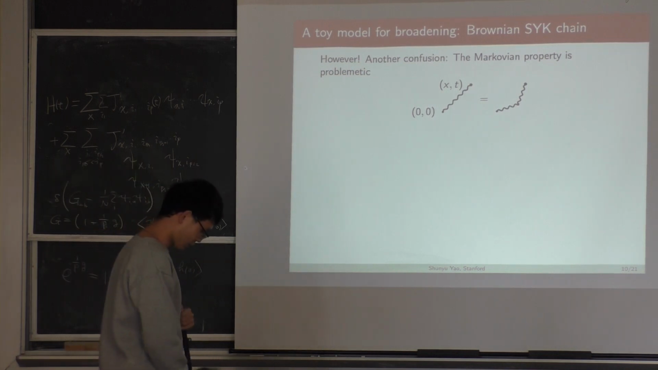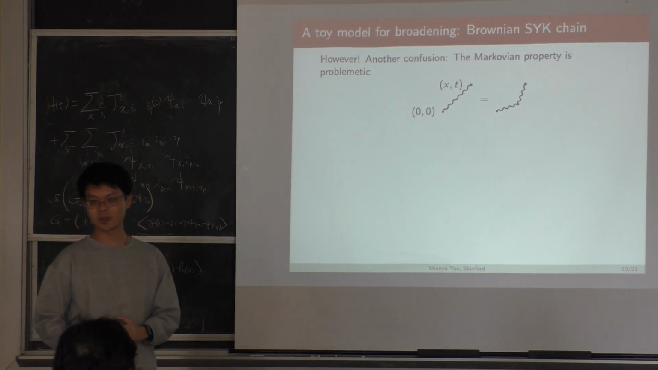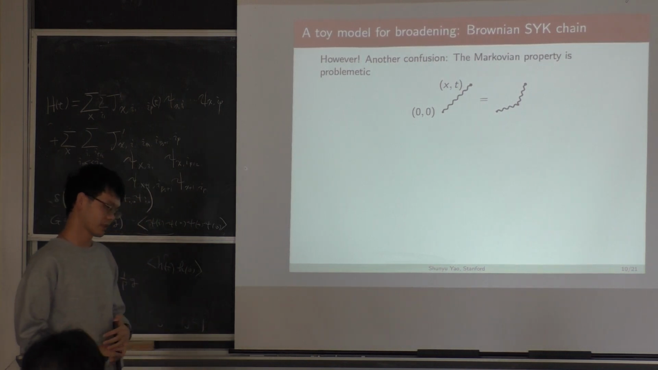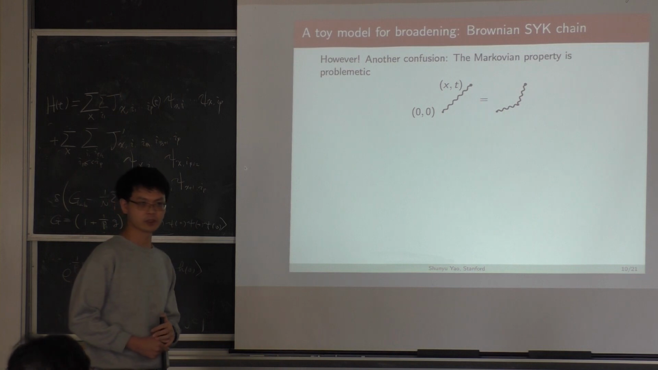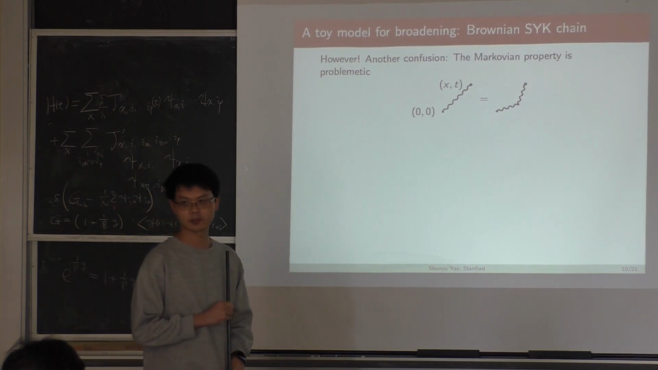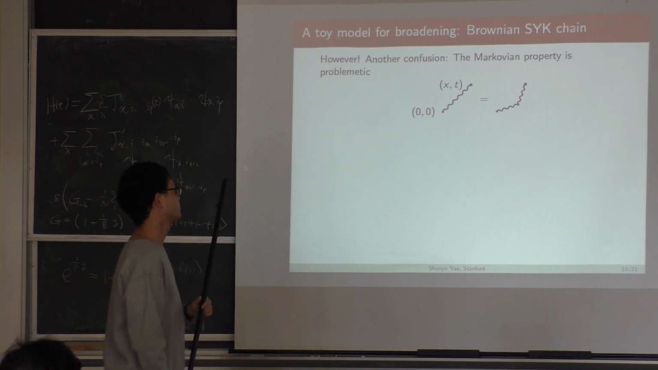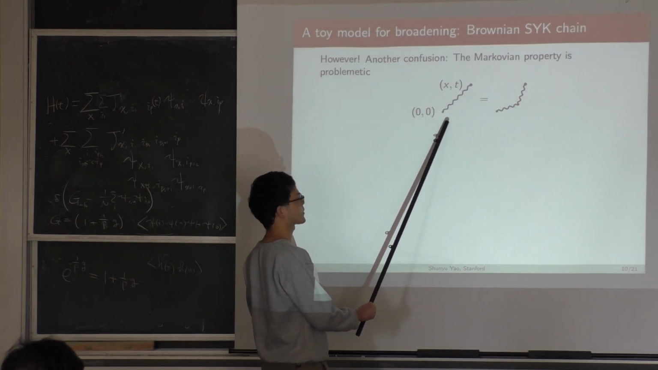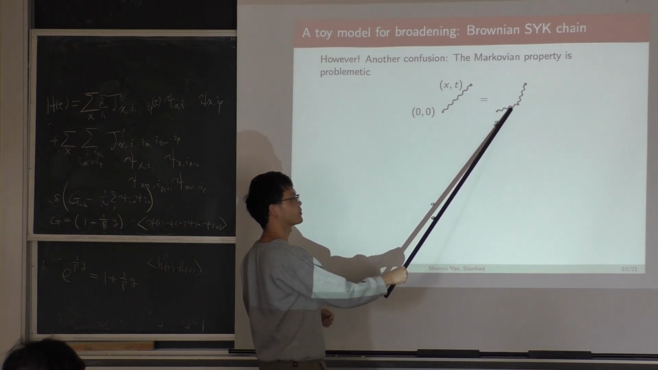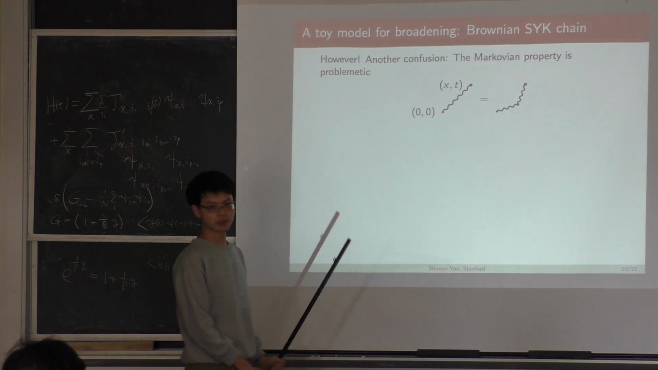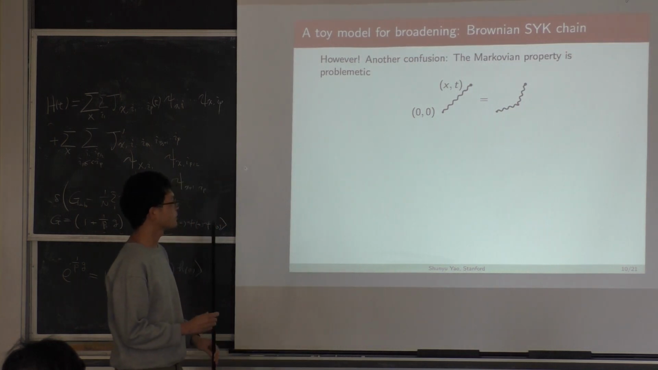Okay, so we have just resolved a confusion. Maybe it's not a confusion for the audience, but now there is another confusion. This confusion is related with the Markovian property we just talked about. So the Markovian property is saying that this propagator, HH propagator, can be written as some integral over the intermediate point, this red point.